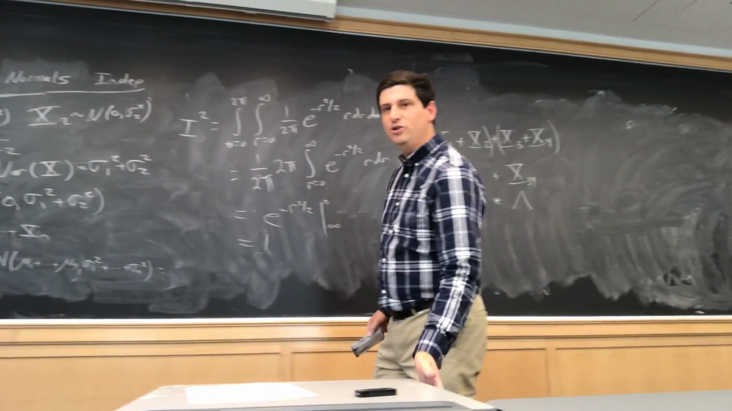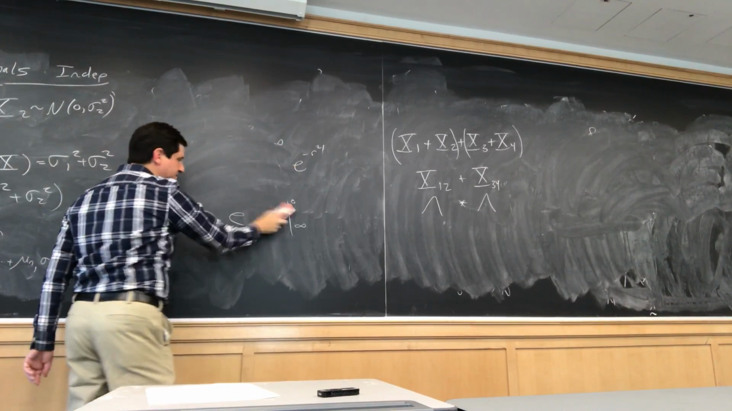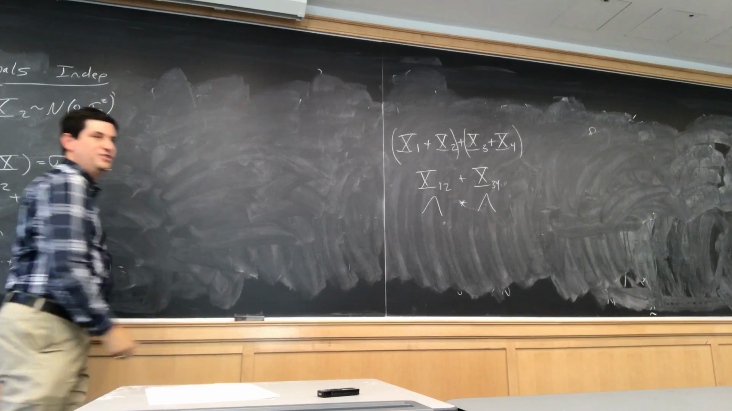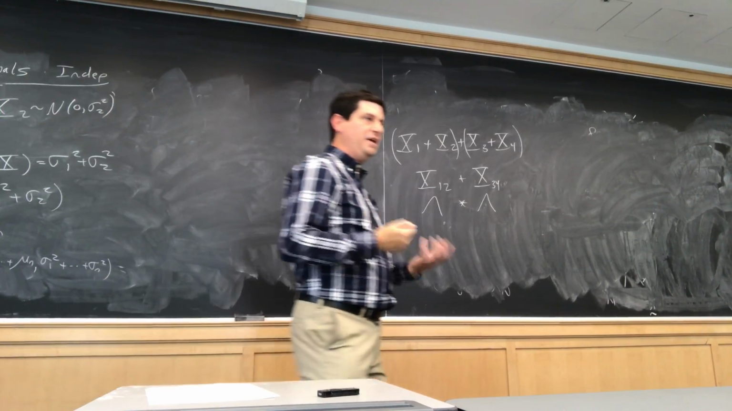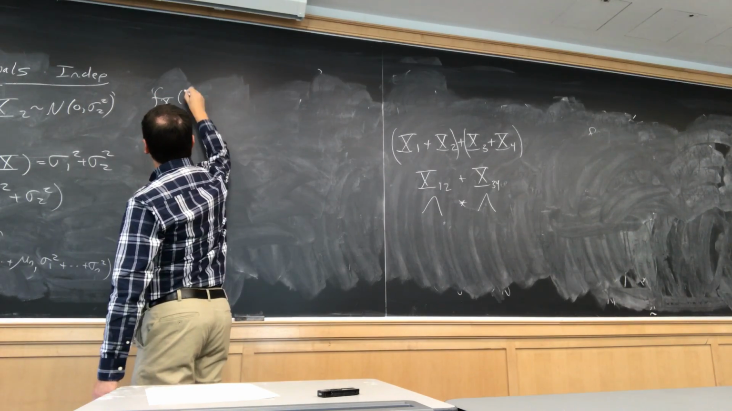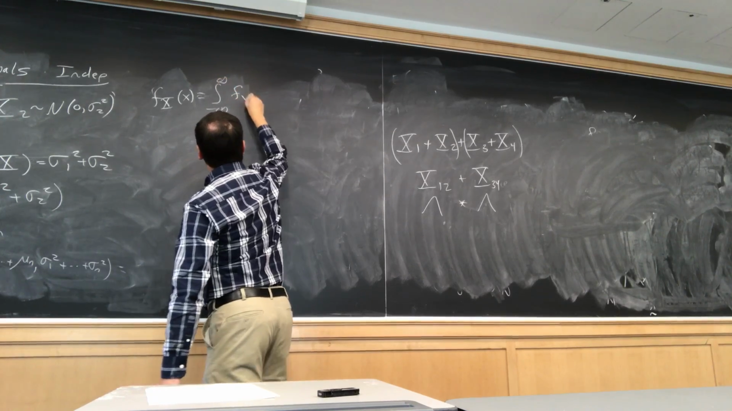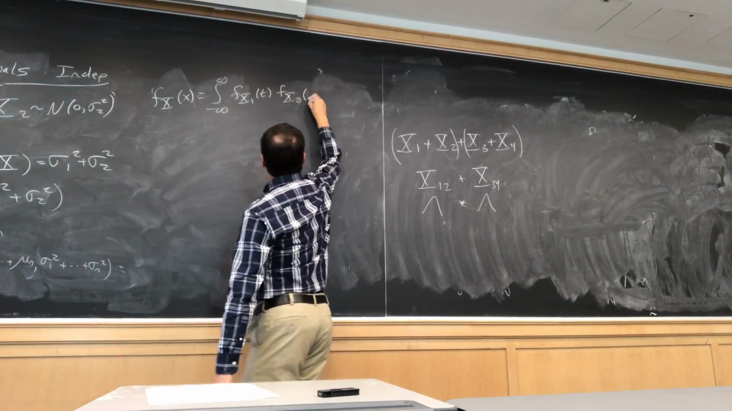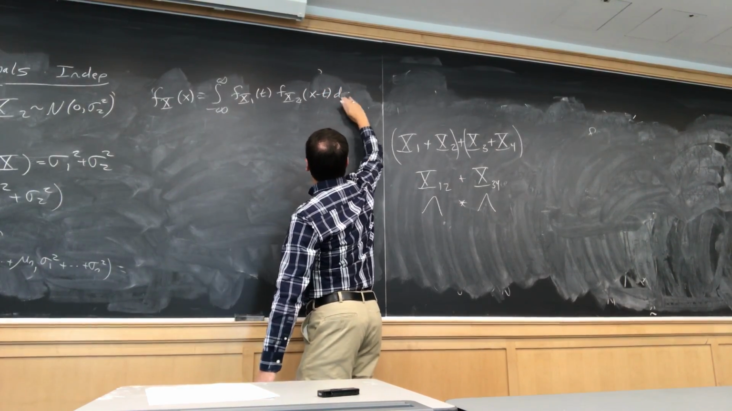I deliberately have not looked at any of my notes for this problem because it's a lot of algebra, and it's bad enough that I have to do it once today. To look at it twice is just too much. So we want to do as much of the calculation as possible without doing painful integration. So we know the density of x is going to be the integral from minus infinity to infinity of f x1 of t times f x2 of x minus t, dt.